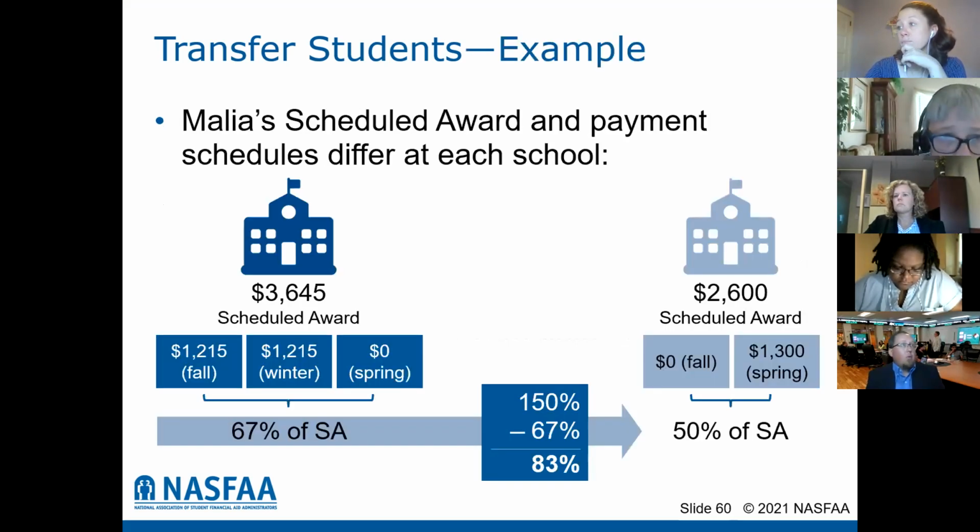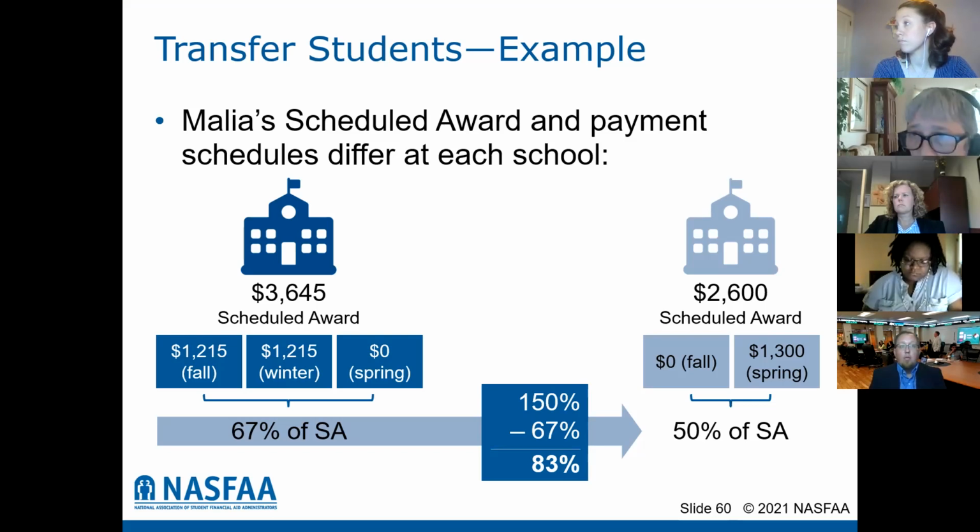First we're going to look at Malia's. Schedule award and payment schedule differ at each school. Her total scheduled award was supposed to be 3,645. So her fall award was going to be 1,215, winter award 1,215, and then spring was nothing. So she used 67% of her scheduled award. You could have up to 150%, so you're subtracting that 67%. Right now, she still has 83% of her eligibility for that spring semester. At the new school, that scheduled award should be $2,600. As Janet mentioned before, which is an important thing, you have to use half and half when you're looking at these terms. So 50% of that award would be $1,300, and they would be using that for the spring semester. So that's Malia's.